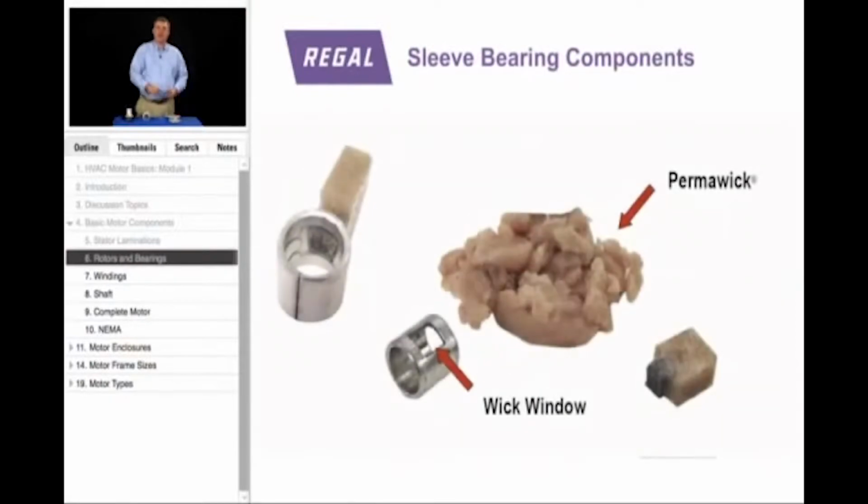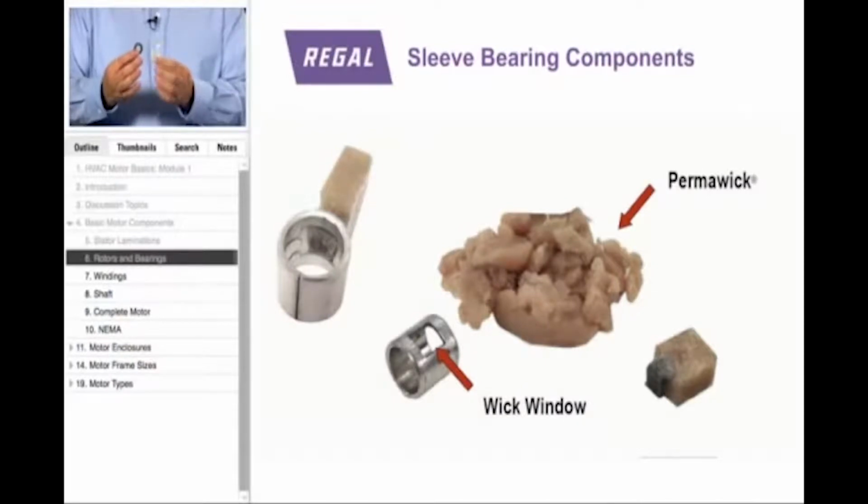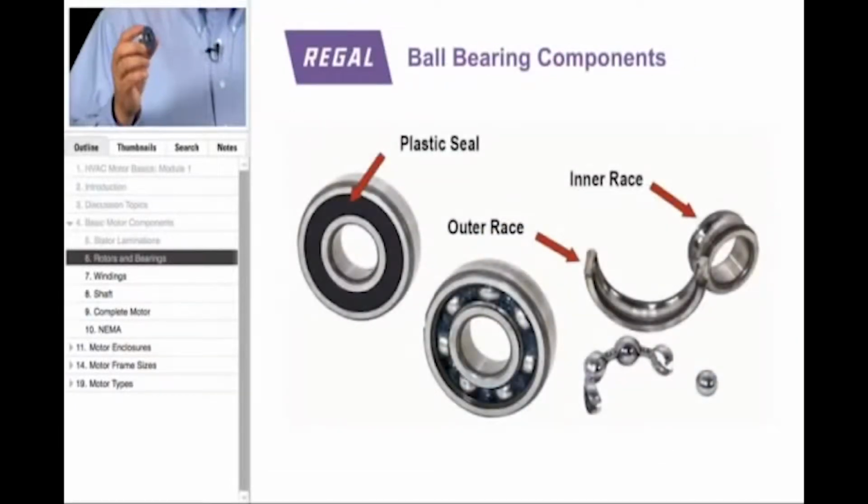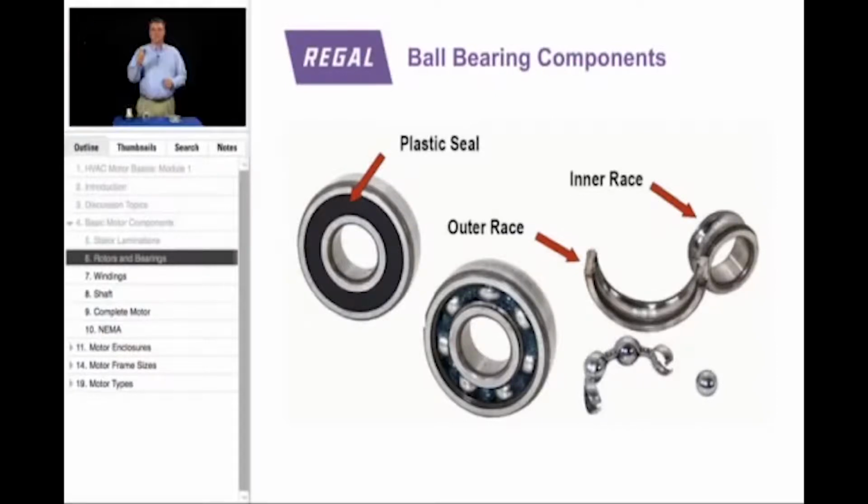We use two types of bearing systems in HVACR motors. Sleeve bearing components have a wicking material that puts a thin sheet of oil on the shaft to allow the motor to turn. Or a ball bearing motor. We use these when there are more radial or axial loads against the shaft, that help the motor turn without binding up.